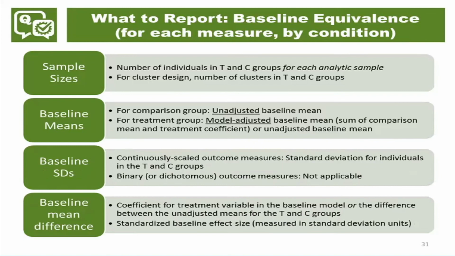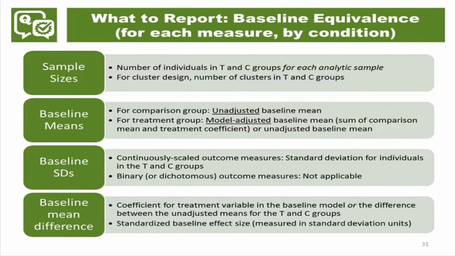Finally, you need to report the baseline mean difference. The unstandardized mean difference is the coefficient for the treatment dummy variable from the baseline model, if a model was used to calculate the baseline difference, or if a model was not used, then it's simply the difference between the unadjusted mean for the treatment group and the comparison group. If all of this information is reported, then the standardized effect size at baseline can be calculated by the WWC. However, you probably will want to calculate the baseline effect size yourself to determine whether the groups were equivalent, and of course you can do that.